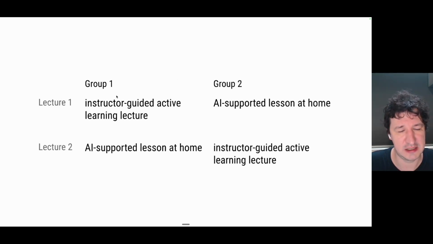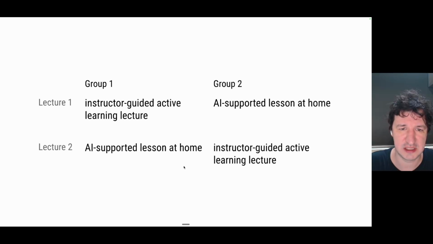For the first group, for the first lecture, they used their standard settings, which was an instructor-guided active learning lecture. I think the students in this lecture were doing exercises, but there were tutors who were answering their questions, helping them, etc. And for the next lecture, the students from this group were just using an AI-supported lesson. And this was reversed for group 2.